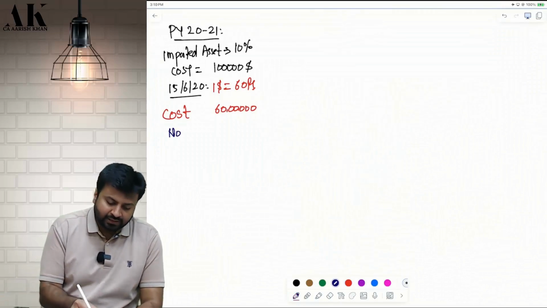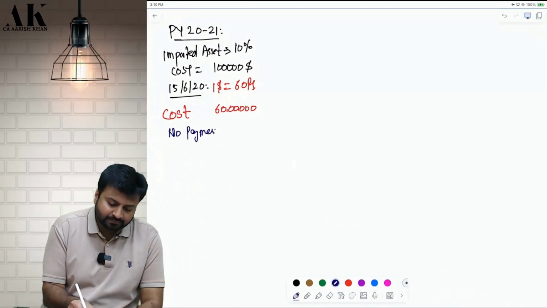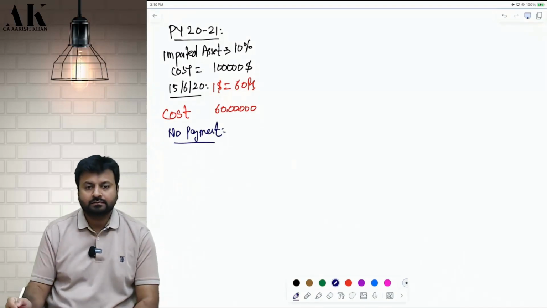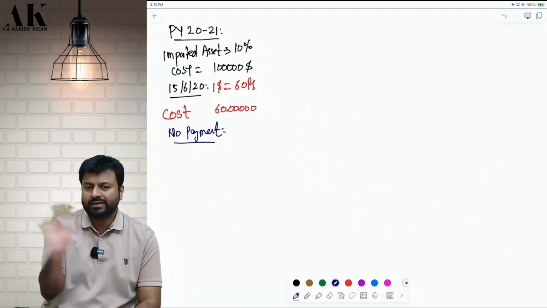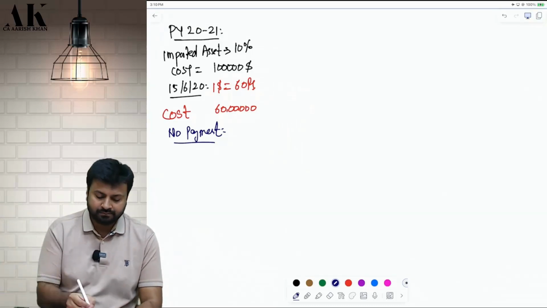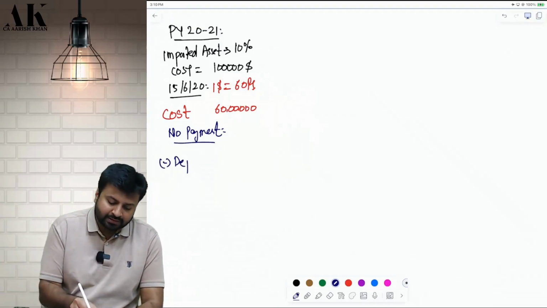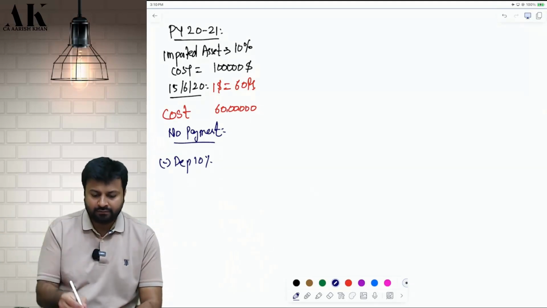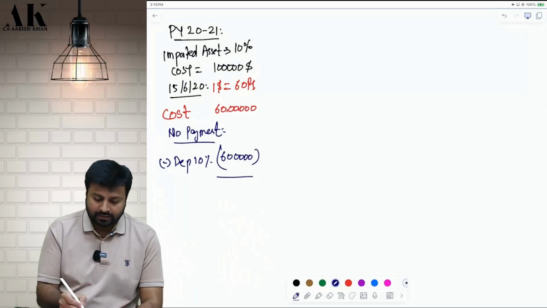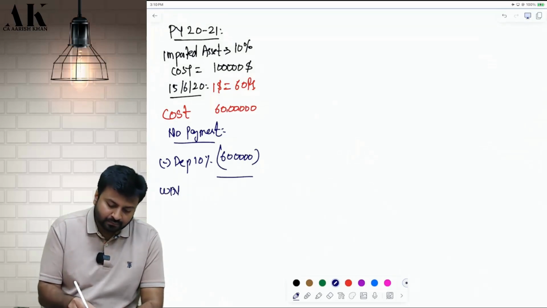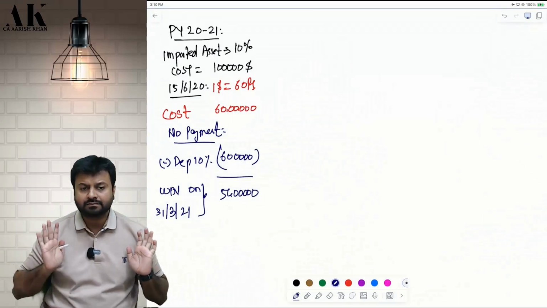Now in the first year, there is no payment. I did not make any payment out of $1 lakh. It is fully outstanding. So no adjustment. Nothing should be done. You directly reduce depreciation at the rate of 10% at the end of the year, which will come to 6 lakh rupees. Correct? And this will be your WDV on 31st March 2021. Is it clear? This will come to 54 lakhs. Is it clear, all of you?